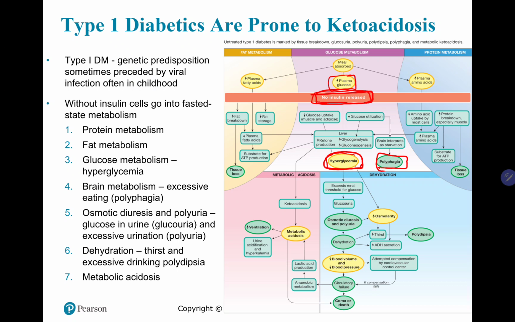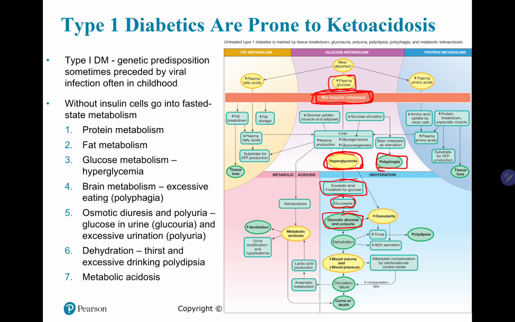If there's too much sugar in the blood, that's going to exceed the renal threshold for glucose, and we'll talk about this when we get to the urinary system. But if it's too much glucose, you're going to start seeing it in your urine. This is glucosuria, glucose in your urine. You're going to start peeing out more glucose, and because you are peeing out the solute, water wants to follow. That's why you have osmotic diuresis and polyuria. You're peeing out more and more because you're peeing out more sugar, and water will follow that solute.